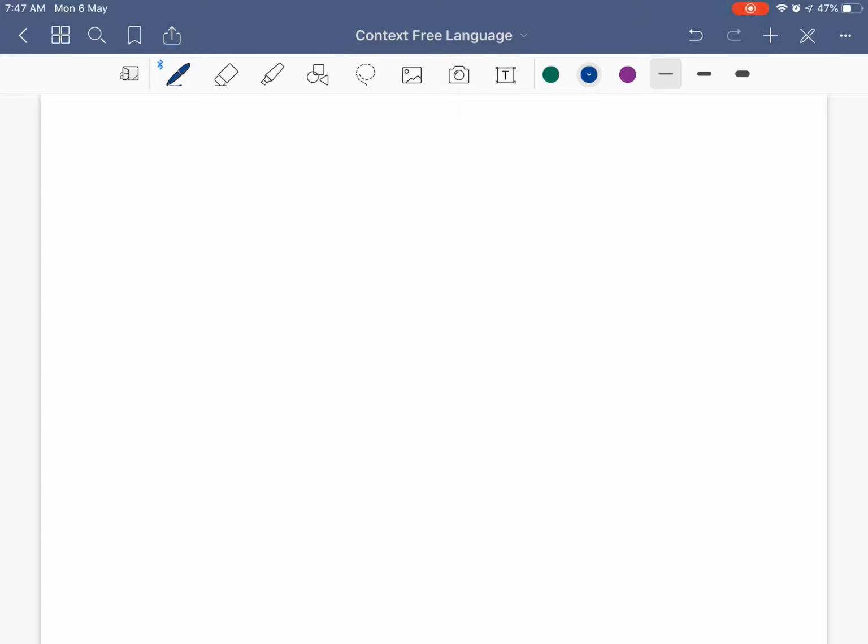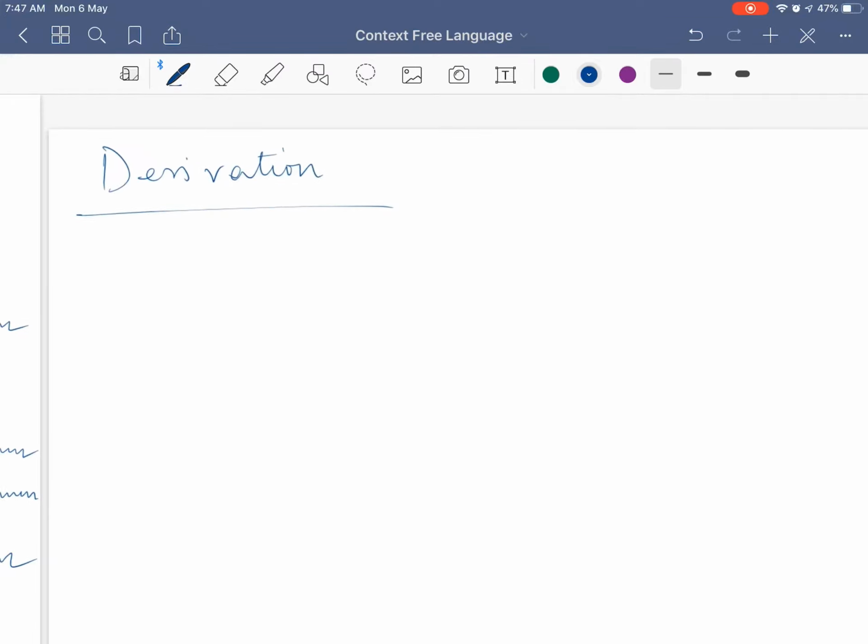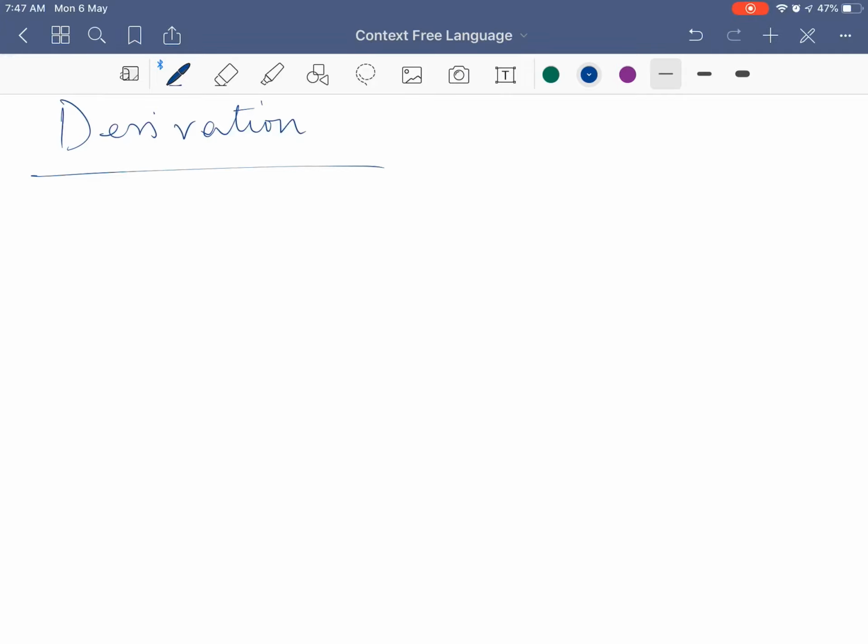Now, what is derivation? Next we have to check what derivation is. Derivation is what we have been doing from the beginning, from the regular languages and the formal languages also. So in such cases also, every time we are using the derivation.